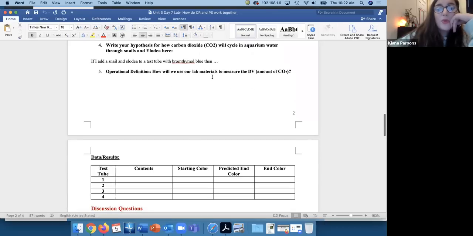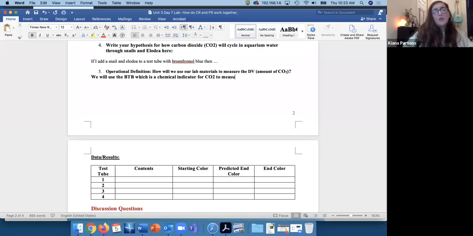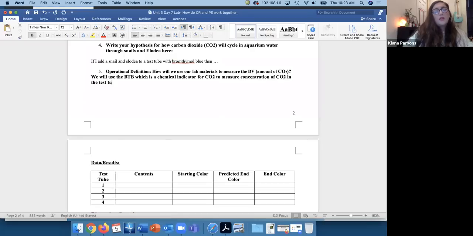wrote out. Now, how will we use our lab materials to measure the dependent variable, which is the amount of CO2? So we'll use our lab materials. We'll use the BTB, test tube and interpret our results based on the color key.